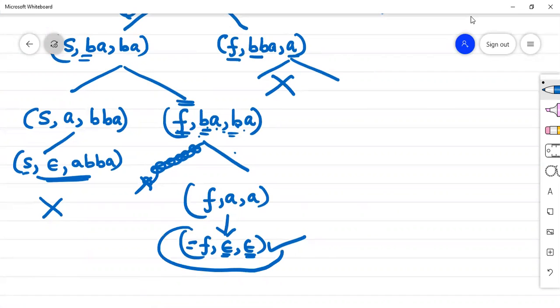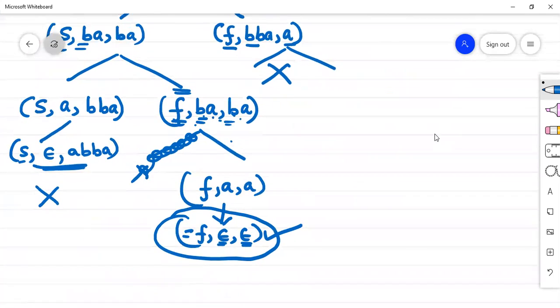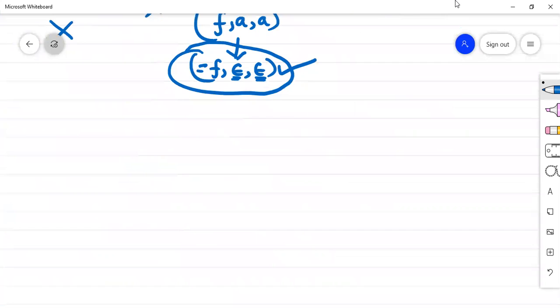So when you take multiple paths, at least one of the paths will take you to the final state if that PDA is designed to accept something like that. Otherwise, it will never go to final state.